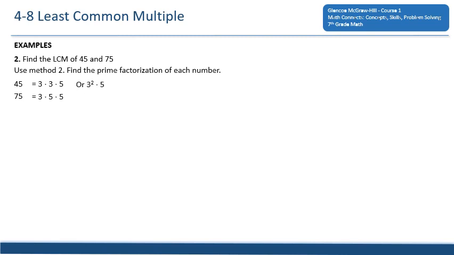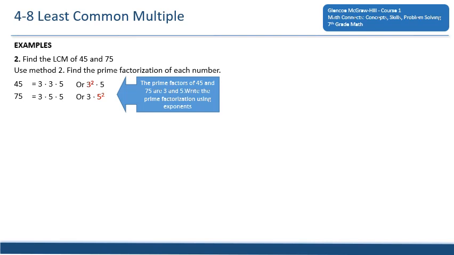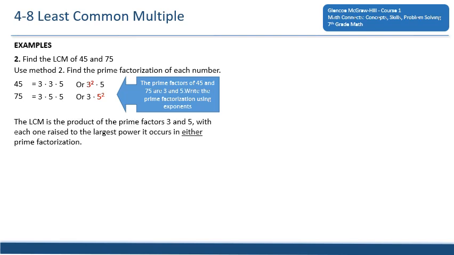So we can rewrite 45 as 3 squared times 5. And then we can rewrite 75 as 3 times 5 squared. And we're going to take 3 squared and 5 squared. The prime factors of 45 and 75 are 3 and 5. Write the prime factorization using exponents.